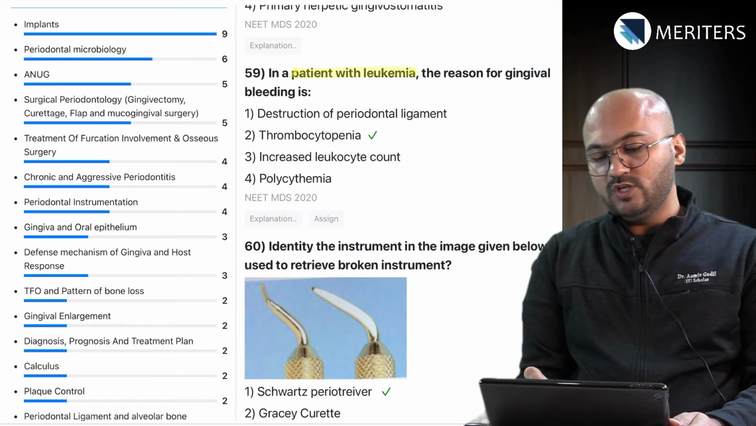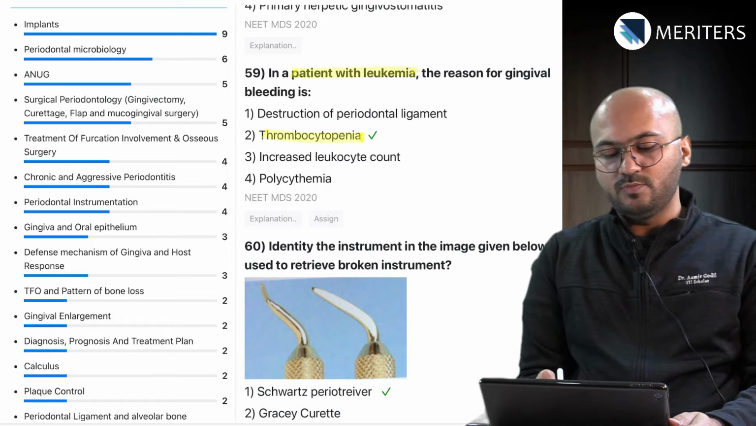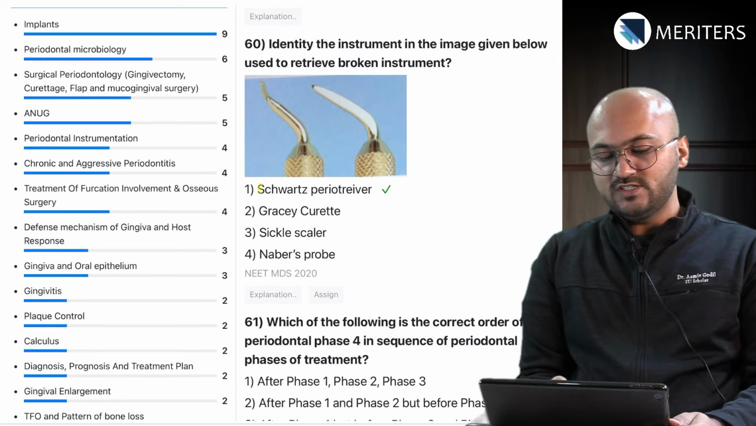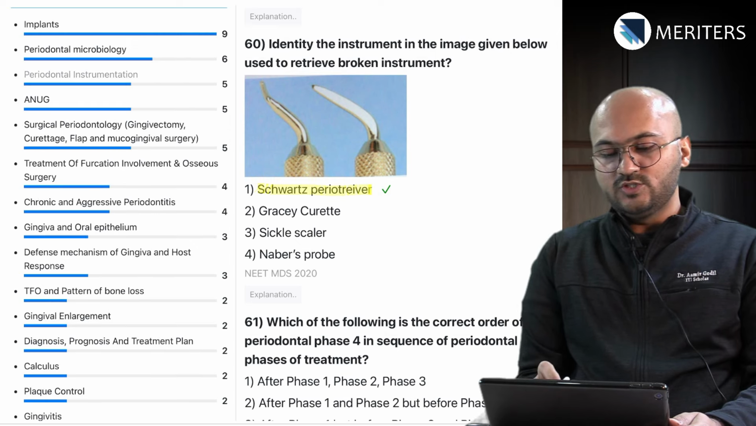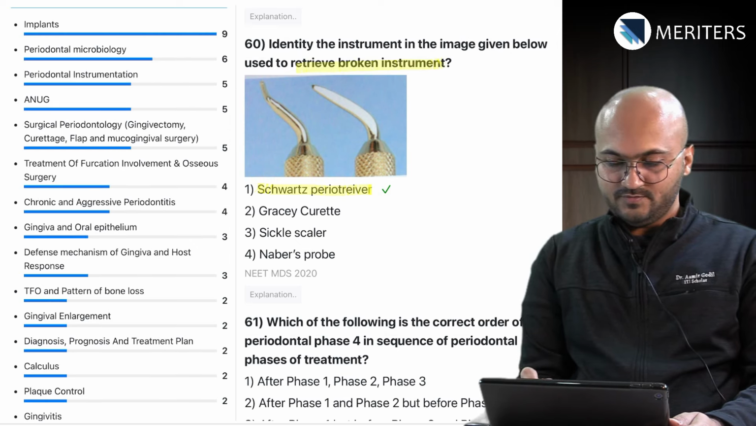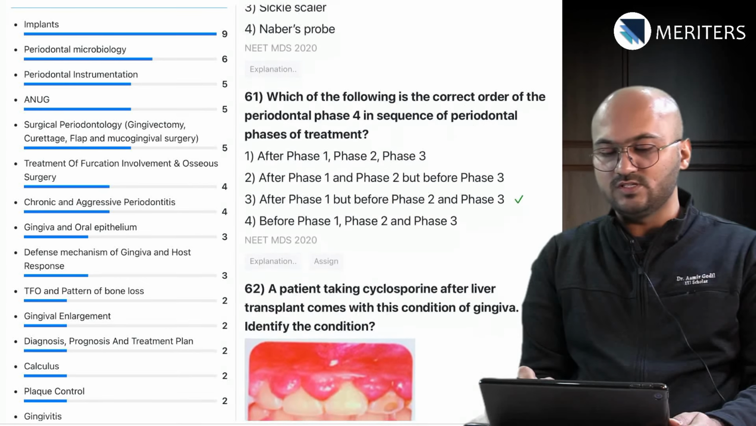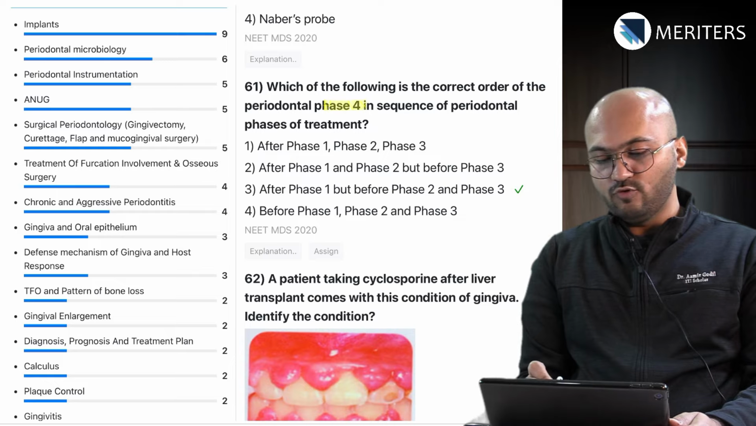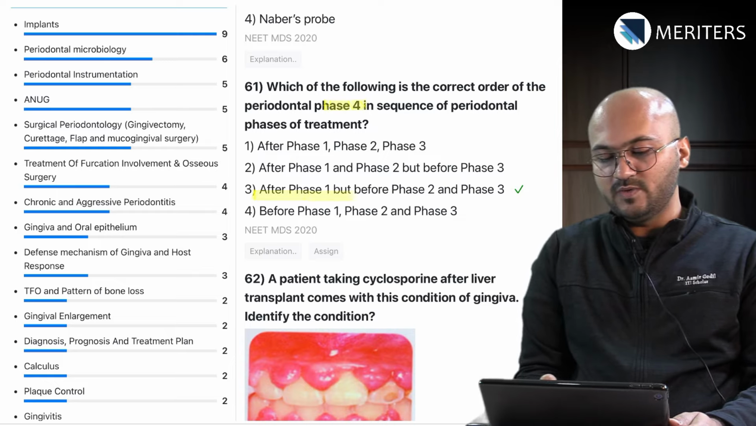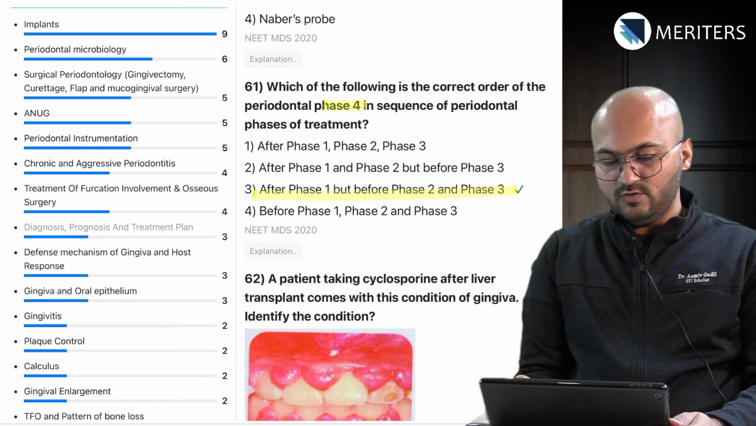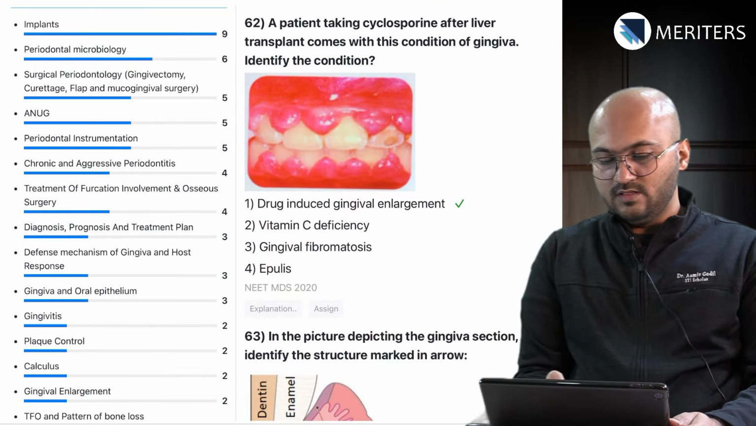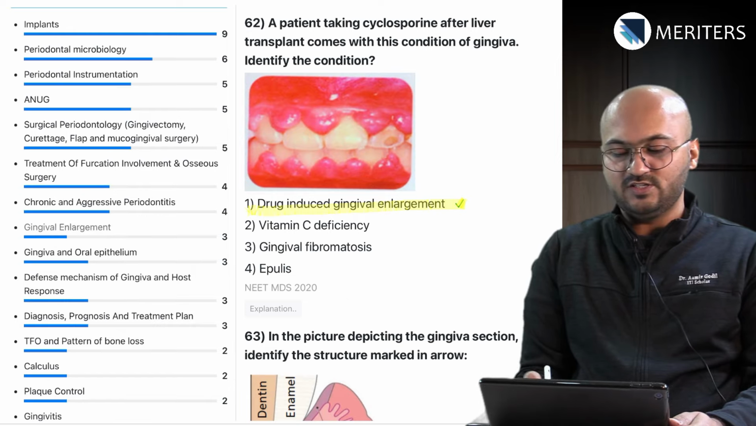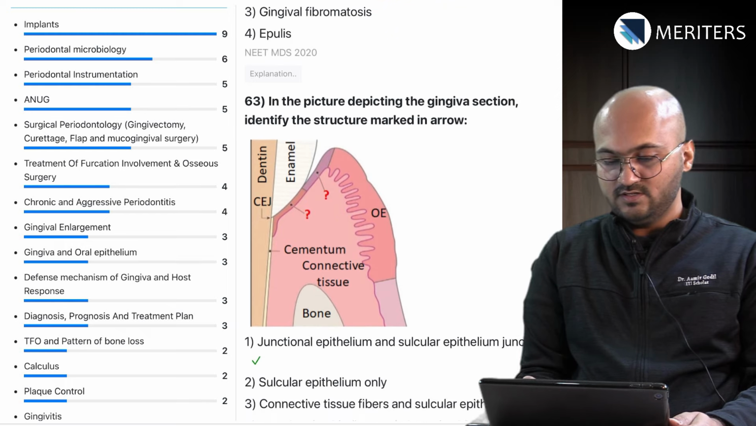Next question. In a patient with leukemia, the reason for gingival bleeding is thrombocytopenia. Then a question on the Schwartz periotriever, which will help you retrieve a broken instrument. So if the scaler tip is broken, you can use this instrument. Which of the following is the correct order for periodontal phase 4 in sequence to periodontal phases of treatment? Straightforward question. Then drug-induced gingival enlargement. This time it's cyclosporin. Earlier we had a phenytoin-based question with a 10-year-old epileptic patient.